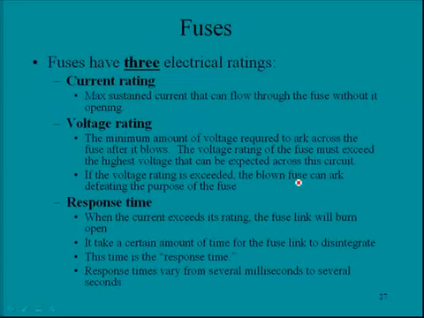Fuses have 3 electrical ratings, and we're going to look at current ratings, voltage ratings, and response time. First of all, current rating: the maximum sustained current that can flow through the fuse without it opening. The voltage rating: the minimum amount of voltage required to arc across the fuse after it blows. Notice that is after it blows. The voltage rating of the fuse must exceed the highest voltage that can be expected across the circuit. If the voltage rating is exceeded, the blown fuse can arc, defeating the purpose of the fuse.